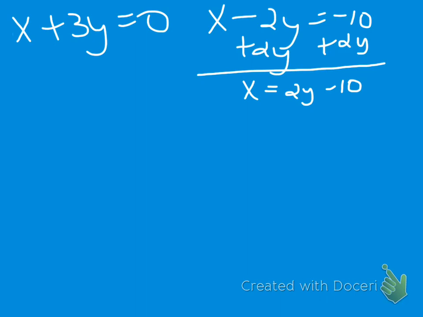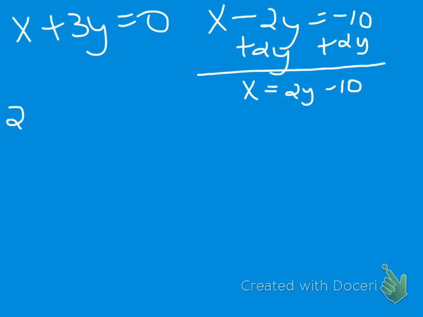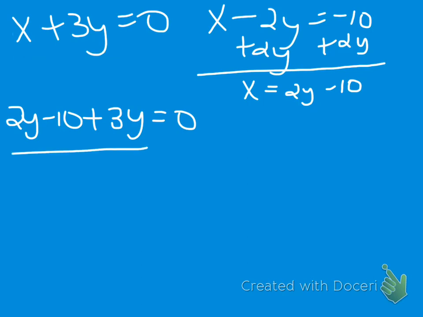Now we know that x equals 2y minus 10, and so in the place of that x right there, we're going to plug in a 2y minus 10. So we'll have a 2y minus 10, plus 3y equals 0. Last time, this equation had an x and a y. Now all we have is just one variable, both y's. So that's why we substituted in, so we could have just one variable. So now we can solve this.